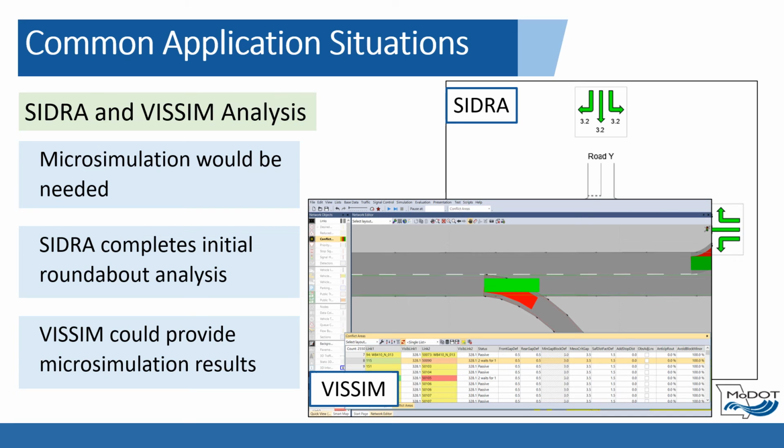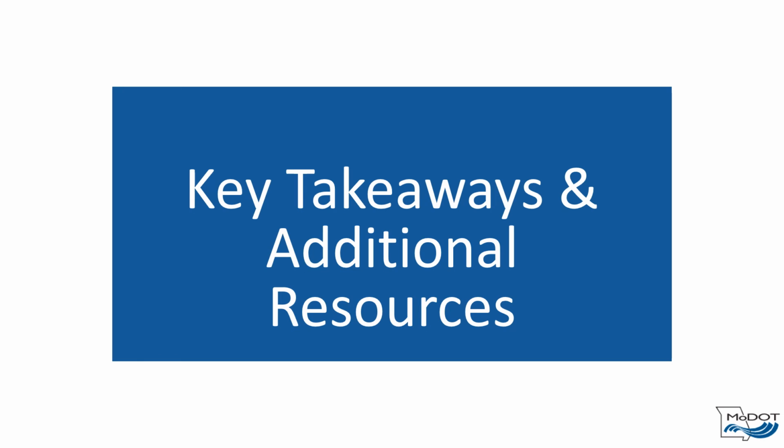Reasons for this pairing could be the analysis of a roundabout with oversaturated traffic conditions to determine impacts to adjacent intersections, or when analyzing multi-lane roundabouts, especially if lane utilization is an issue or there is a large imbalance in turning movements. It is always important to coordinate with all appropriate parties during the scoping to determine the tools needed for analyzing roundabouts. Now, let's discuss key takeaways and additional resources.